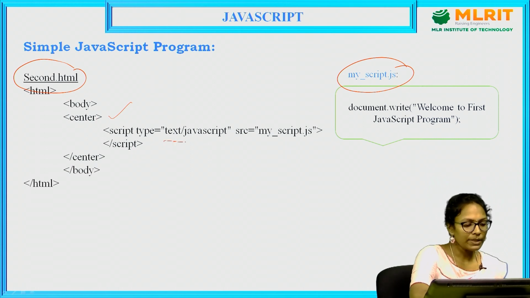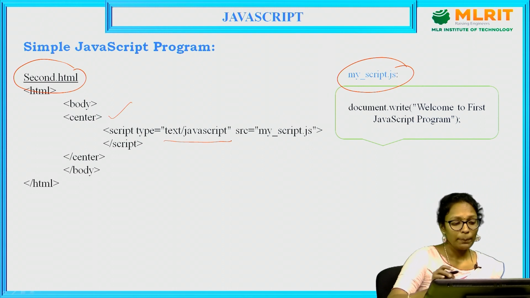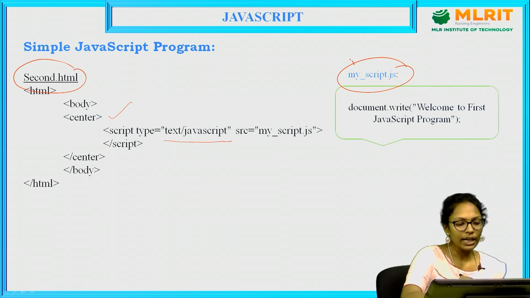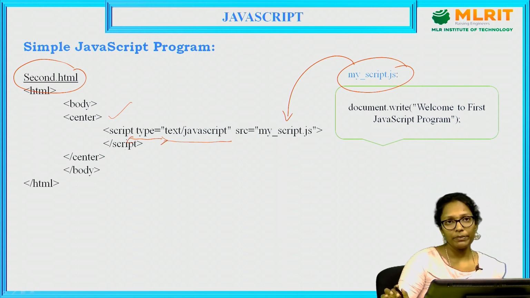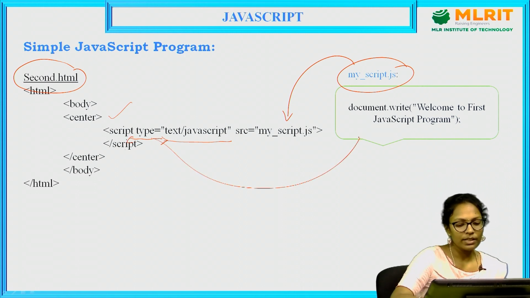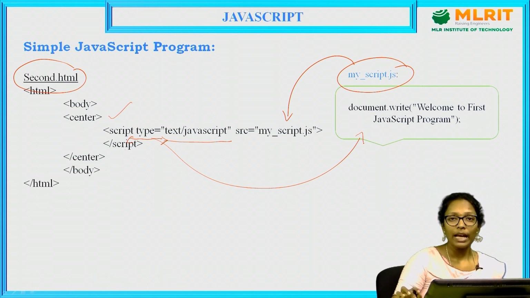So script type is equal to text/javascript, but here I am not writing the JavaScript code. The JavaScript code I am maintaining in a separate file. What is that file name? my_script.js. So that I need to provide in the source part. So src, source, is equal to my_script.js. Simply I am closing the script tag. Why? Because I am not writing any code in between this. I have written this code somewhere else in another program, and that file I am saving with the extension .js, which is referred to as a JavaScript file.